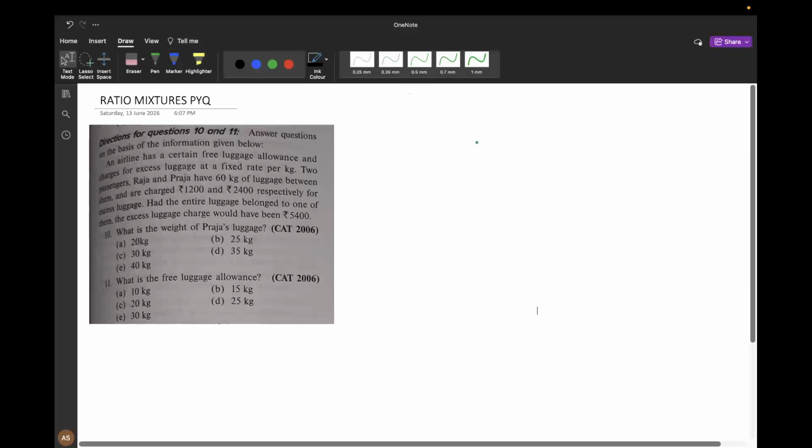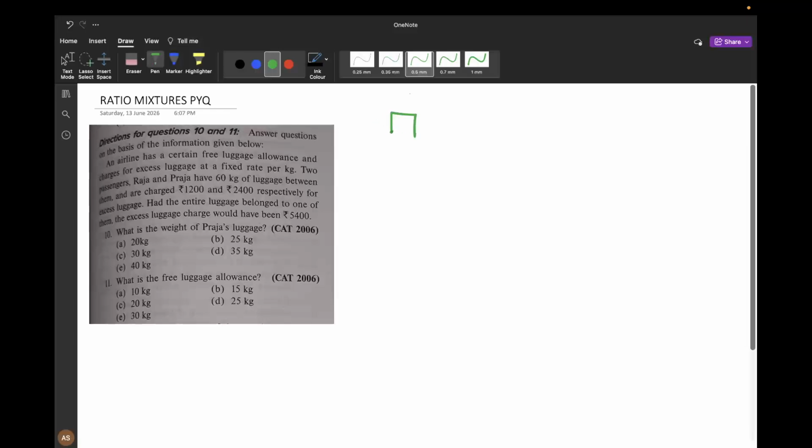Today we have an interesting question which has been asked in CAT. An airline has a certain free luggage allowance and charges for excess luggage at a fixed rate per kg. Two passengers, Raja and Praja, have 60 kg of luggage between them and are charged 1200 and 2400 respectively for excess luggage. Had the entire luggage belonged to one of them, the excess luggage charge would have been 5400. Fine. So let's see what is told to us.